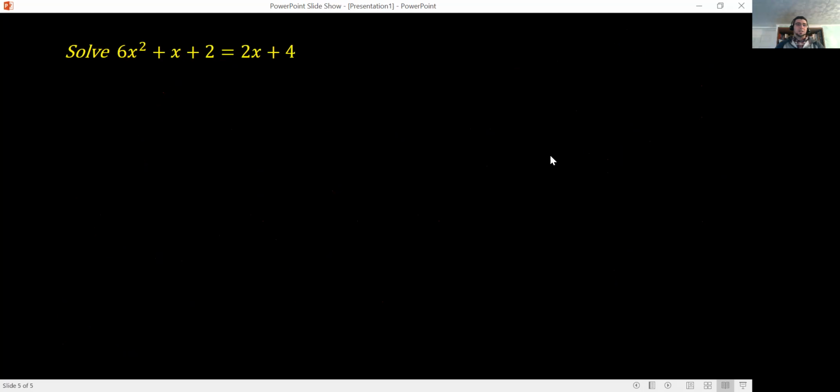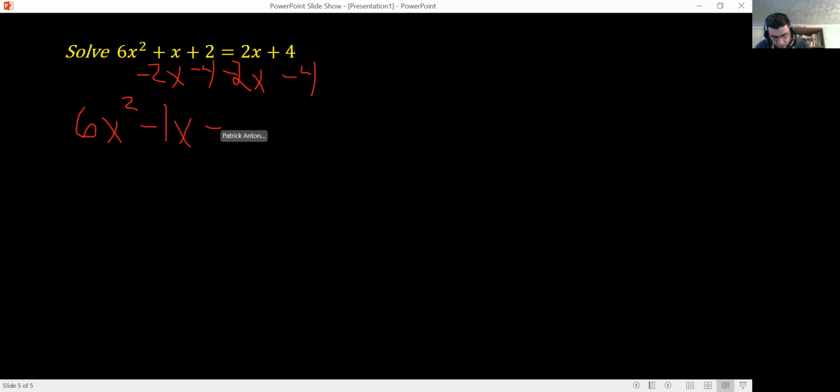Okay, let's do one more real quick. You might have a situation like this where your quadratic equation is not set equal to 0. First thing you typically want to do when solving quadratic equations is set the equation equal to 0, because the next thing you're going to do is try to factor it. So we would subtract the 2x from both sides and the 4 from both sides as well. So you'd have 6x squared minus 1x minus 2 equals 0. And then from there, it is in standard form.